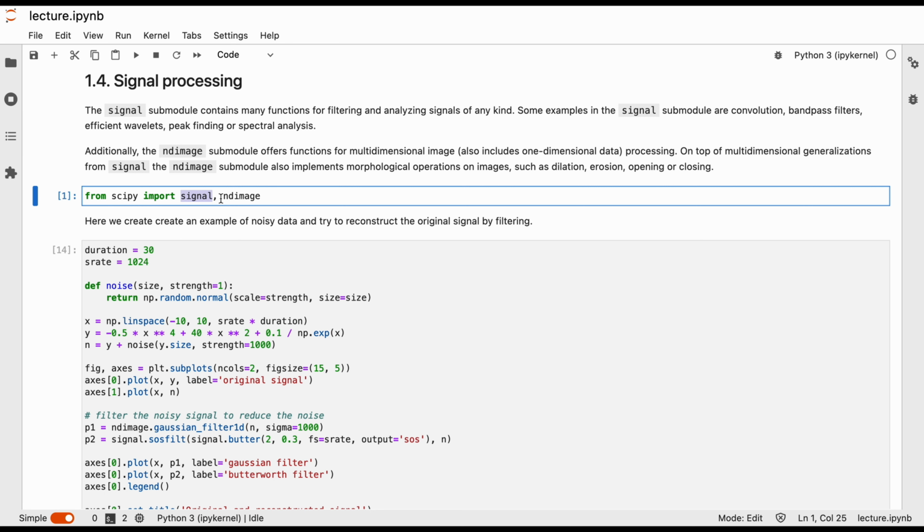The ND image submodule provides us with functions for multidimensional images. A classical example from this submodule would be the Gaussian filter or things like edge detection. And with the Gaussian filter, we're also starting here.